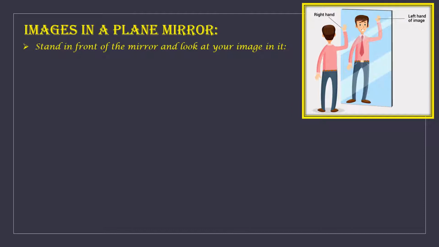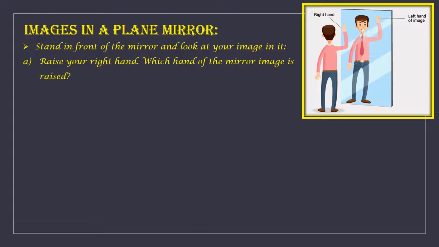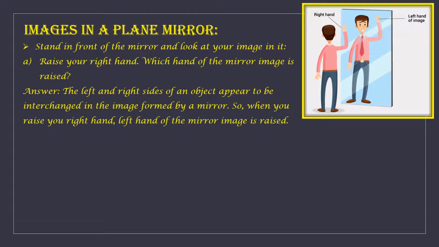Now students, let us understand how the images are formed in a plane mirror. Now for that, we can have an activity. You can stand in front of the mirror and look at your image in it. Now, raise your right hand. Which hand of the mirror image is raised? Correct. The left and right sides of an object appear to be interchanged in the image formed by a mirror. So, when you raise your right hand, left hand of the mirror image is raised.